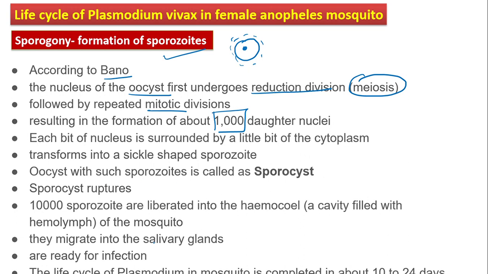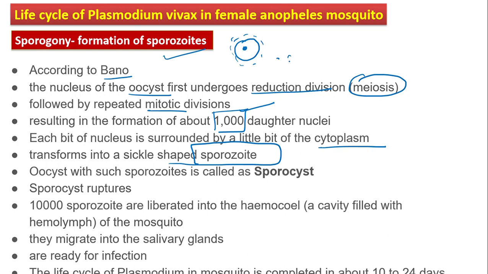इधर लिखा है, wait one second. Okay, we'll read, let it be. Okay, so now these 1000 daughter nuclei are formed, around which what will happen? Cytoplasm will surround it and this is going to transform into sickle-shaped sporozoites. Okay, देखो पूरा बता रहे हैं क्या होता है.